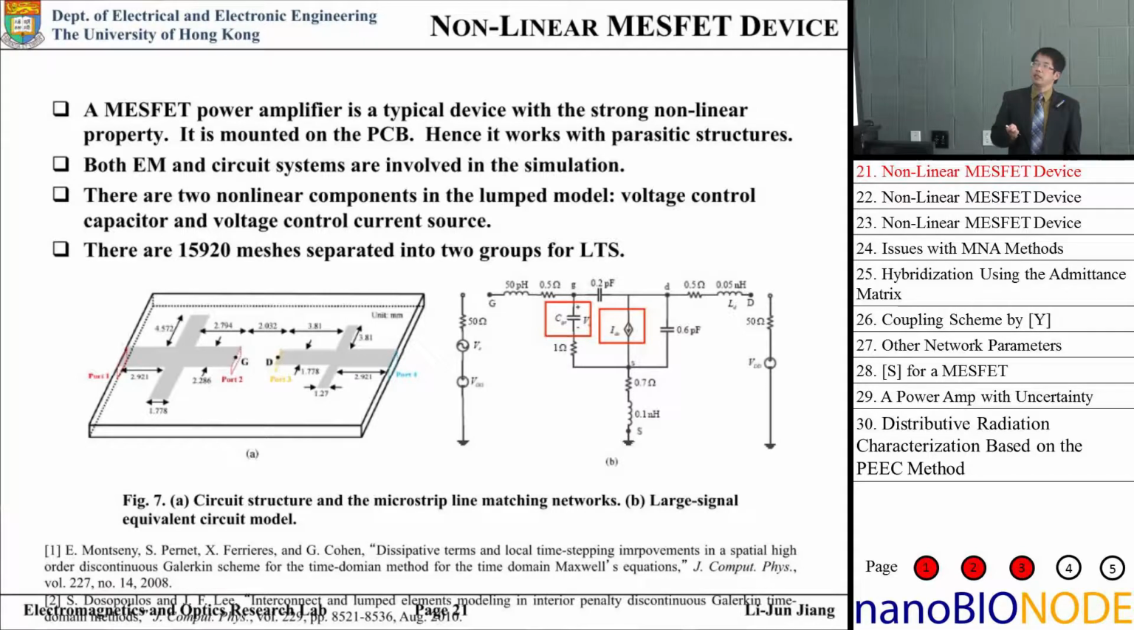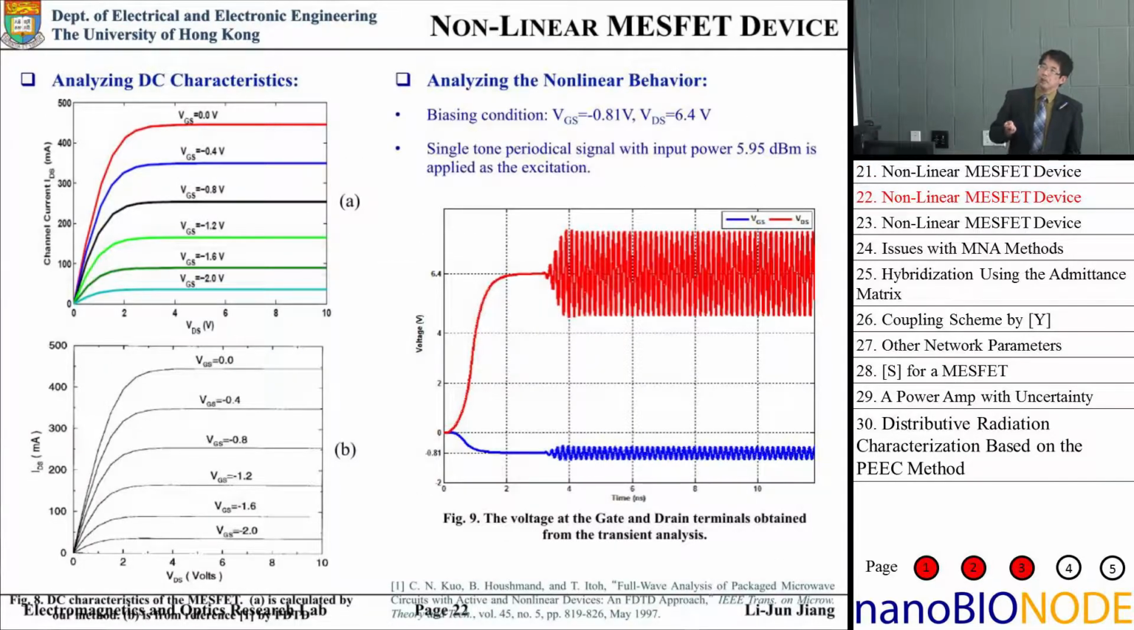Then if we have a nonlinear MOSFET with a bias system and put them together, you have nonlinear components in it. You can also do the simulation with the same method, the same approach, and this is for the DC type of simulation.